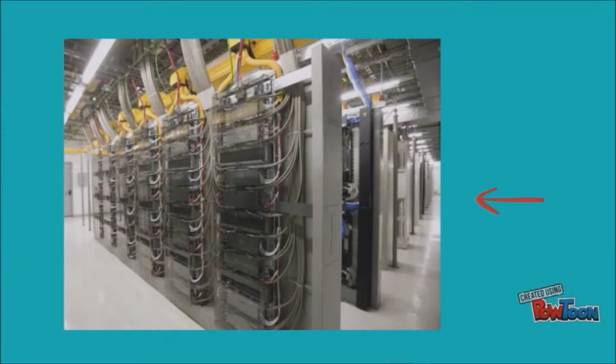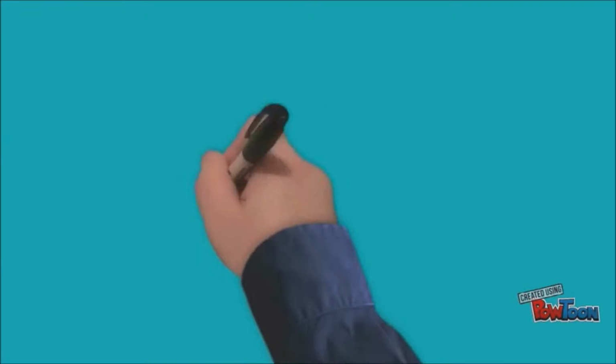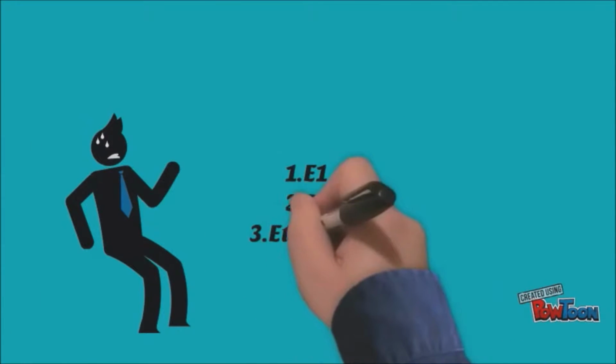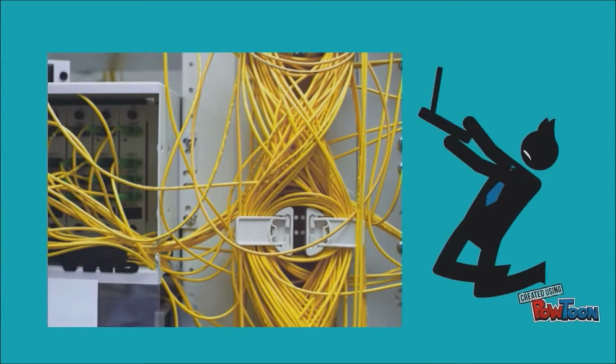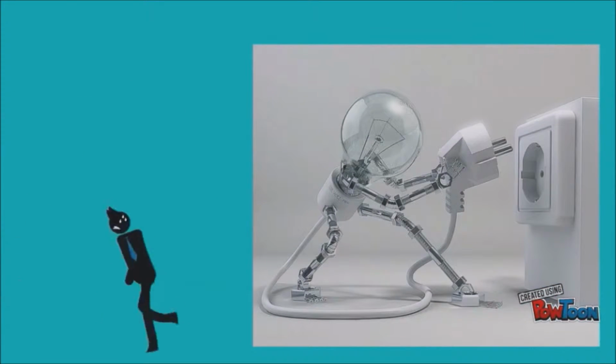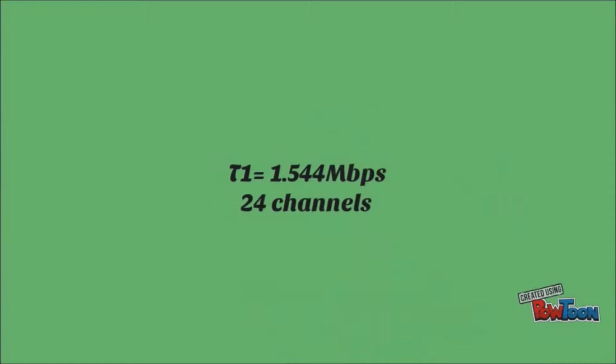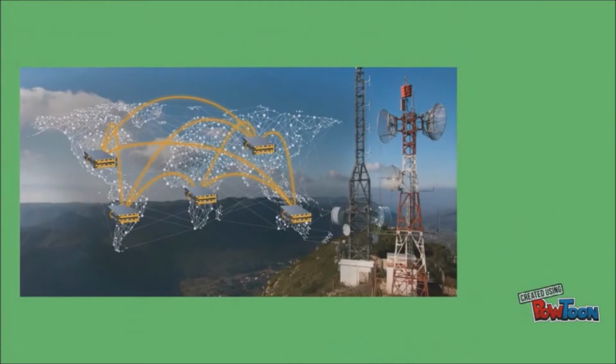Let's know about the interface medium first. We have mainly three different mediums of transport: E1, T1, and Ethernet. T1 is a digital carrier signal that transmits the DS1 signal. It has a data rate of about 1.544 megabits per second. It contains 24 digital channels.